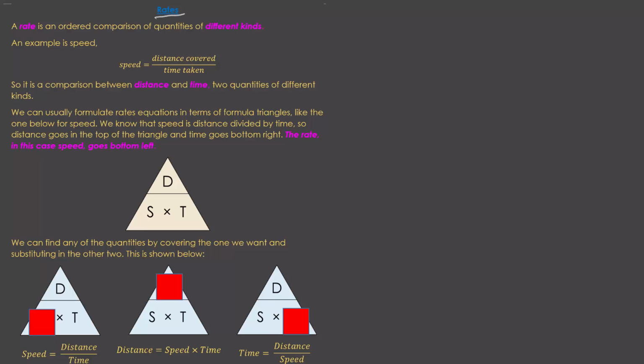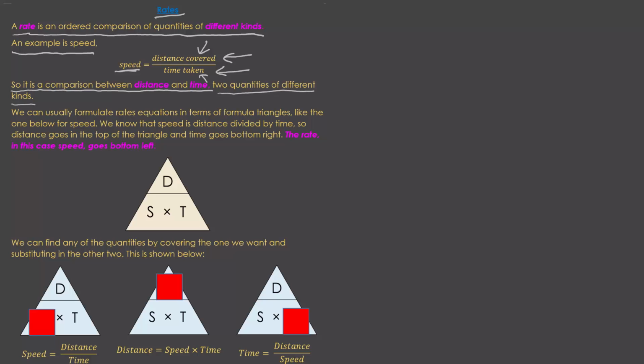Rates. A rate is an ordered comparison of quantities of different kinds. An example is speed. Speed is a rate, and it compares the distance covered with the time taken. So those are our quantities of different kinds: distance and time. So it is a comparison between distance and time, two quantities of different kinds.